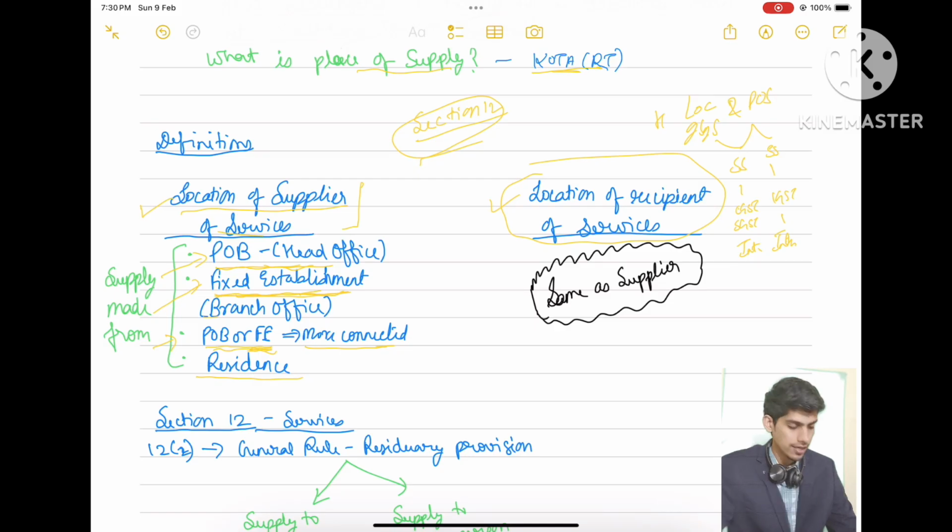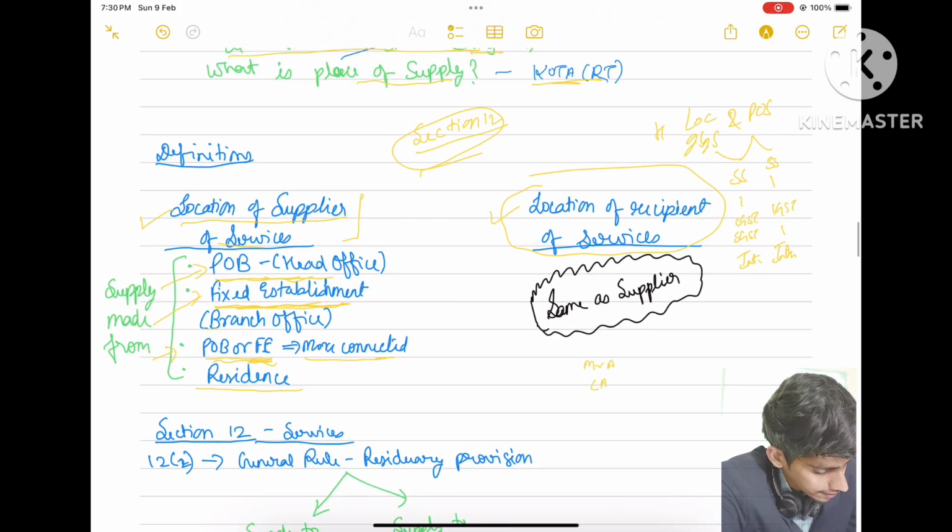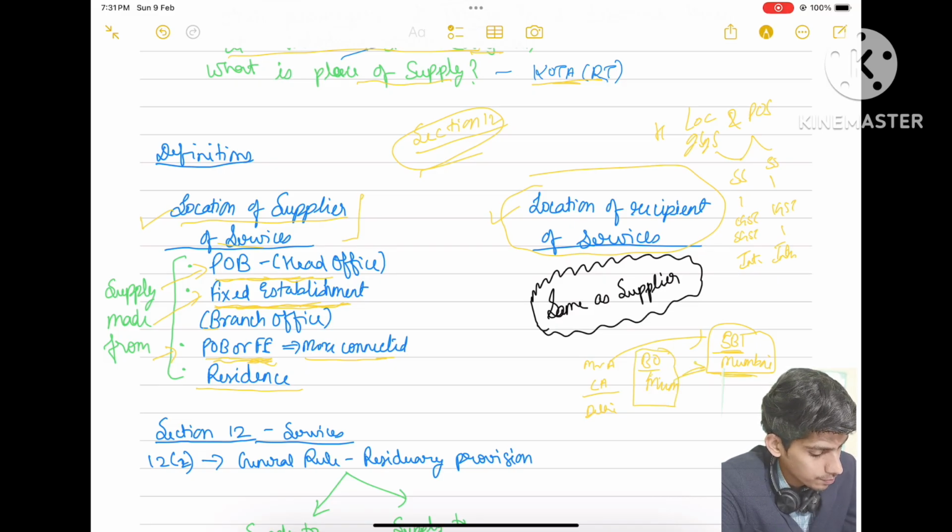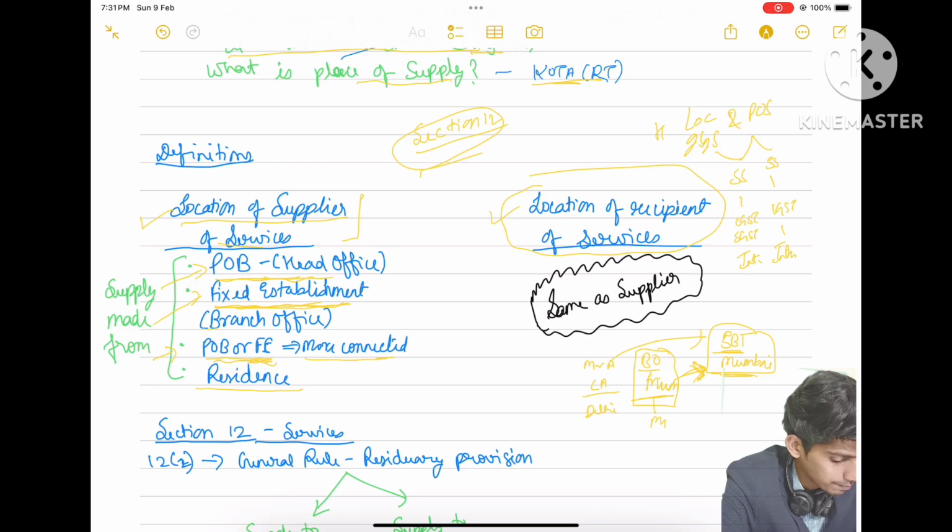So let's understand this with an example. Suppose Mr. A is a CA registered in Delhi, and he also has a branch office in Mumbai. Now he is auditing the SBI branch of Mumbai, so he is providing auditing services to SBI in Mumbai. So this branch office is more connected with the supply, then the location of supplier will be taken as Mumbai, and the place of supply in this case will also be Mumbai, and we will charge CGST and SGST.